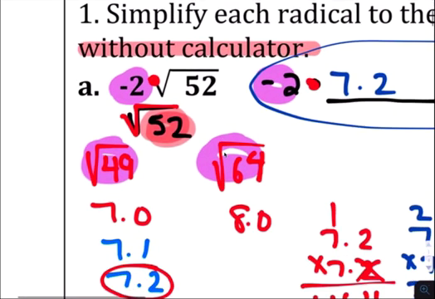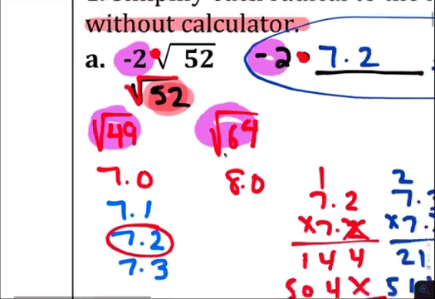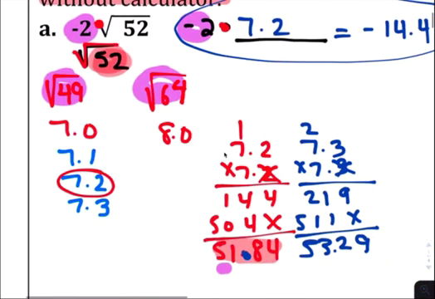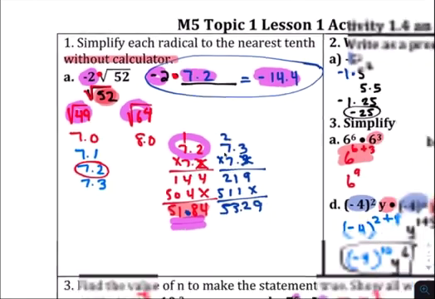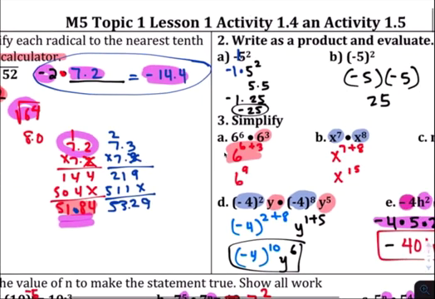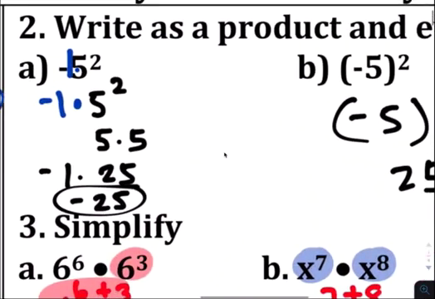It's closer to 7, so you choose 7.1, 7.2, multiply them, and notice it's closer to 7.2. So you multiply 2 times 7.2 to get that. That's a review, okay? And then this part, I need you to understand that if it's -5 squared without parentheses, that's a -1 times. So that's what it means.